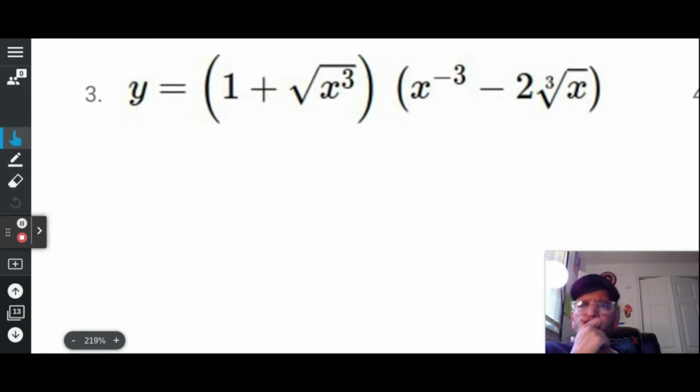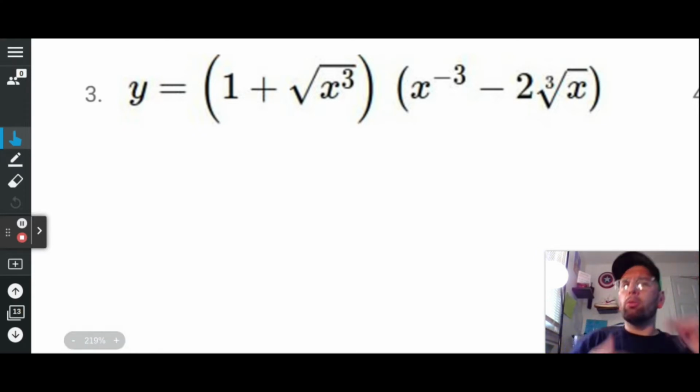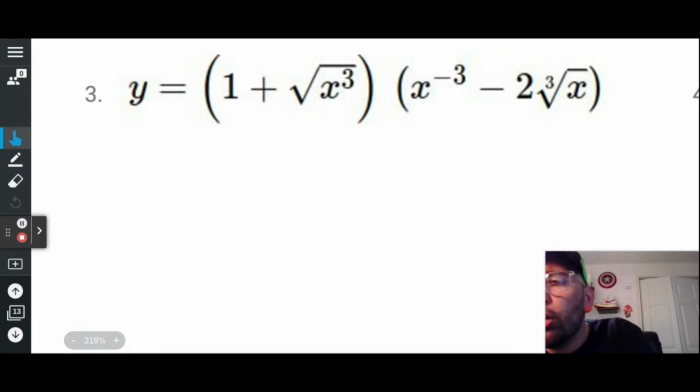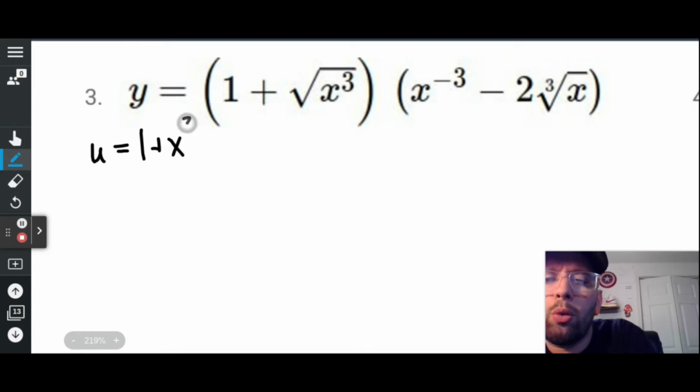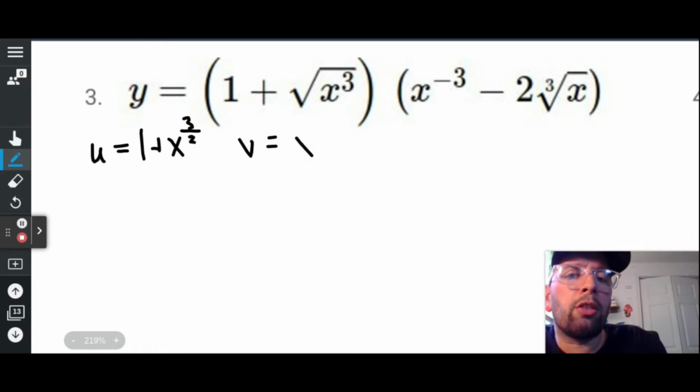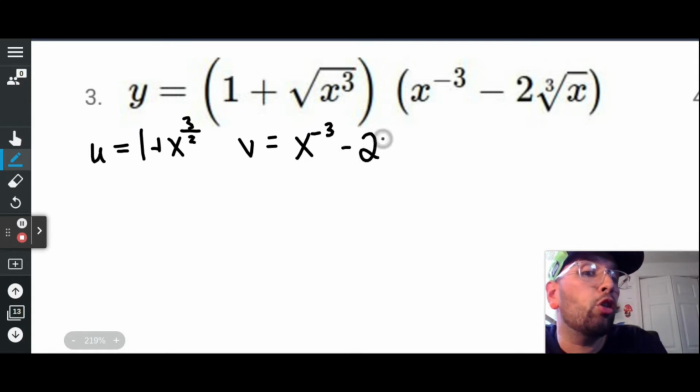All right. I'm going to rewrite stuff out, and then I'll clean it up. I'm going to rewrite as 1 plus square root of x cubed is going to be x to the 3 halves. v is going to be x to the negative 3rd minus 2 times the cube root of x, which is x to the 1 over 3.